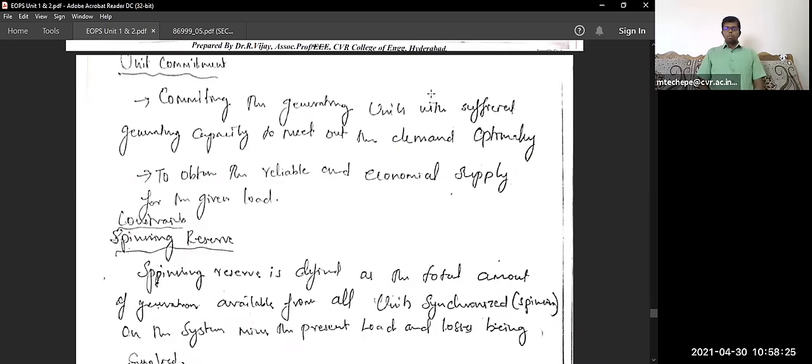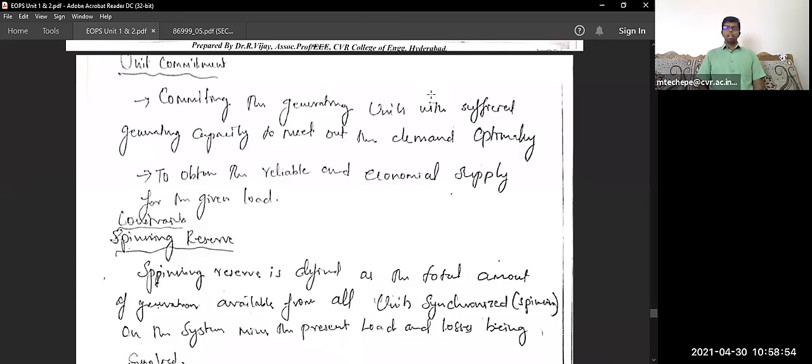Unit commitment problem is defined as committing the generating units with sufficient generation capacity, committing the generation units with sufficient power generating capacity to meet the demand optimally. Whereas in economic load dispatch, we are minimizing the total fuel cost by optimal allocation of generating units.